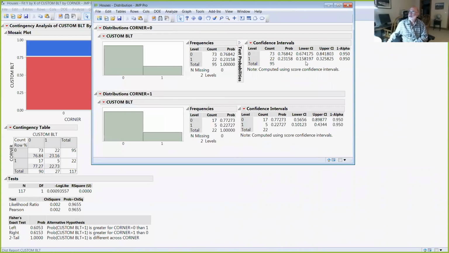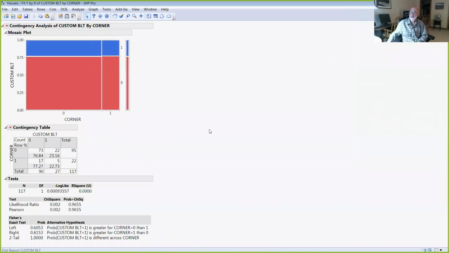Compare these confidence intervals. For the custom-built non-corner houses, it's from 15.8 to 32.6%. For the corner houses, it's from 10% to 43%. It's a much wider interval because we have fewer custom-built homes. More variability can be expected, but 10 to 43 certainly contains the 15 or 16 to 33%. So that's why we're unable to say that there's enough evidence of a difference here.